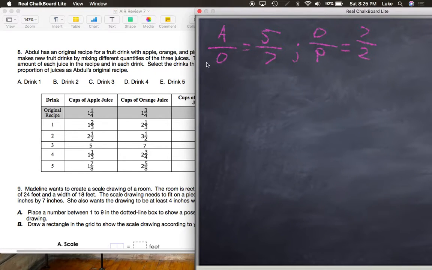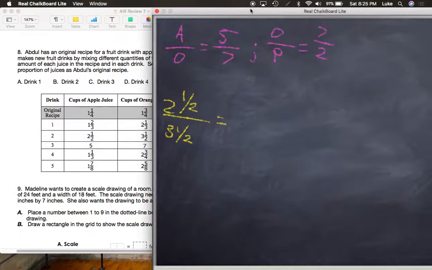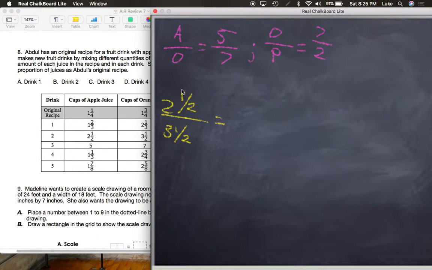So in drink 2, apple juice is going to be 2 and 1/2 cups to orange juice, which is 3 and 1/2 cups. And like I said in video 1, I'm just going to do the exact same process, figuring out what the improper fractions from the mixed fractions are in this big complex fraction, do the multiplication, do the reduction, and see if we have the same proportions.